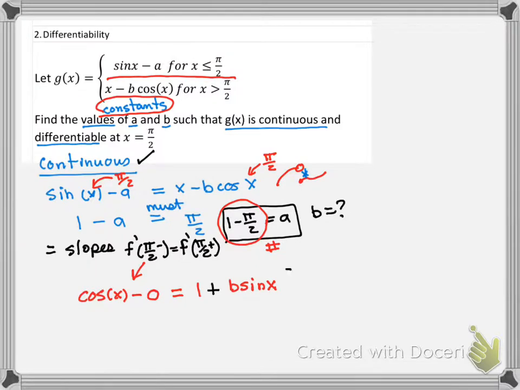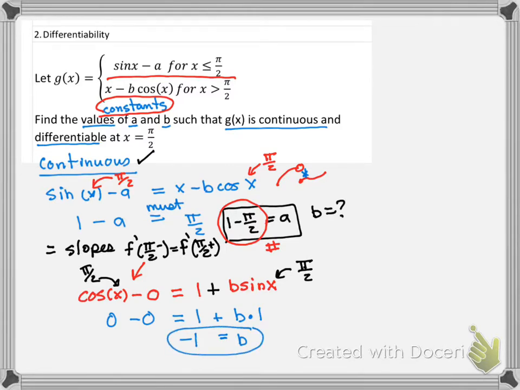Again, I can now substitute in for pi over 2. On the left we have 0 minus 0 equals 1 plus b times 1 because sine of pi over 2 is 1. Well, that means b equals negative 1. Now I've found both constants.